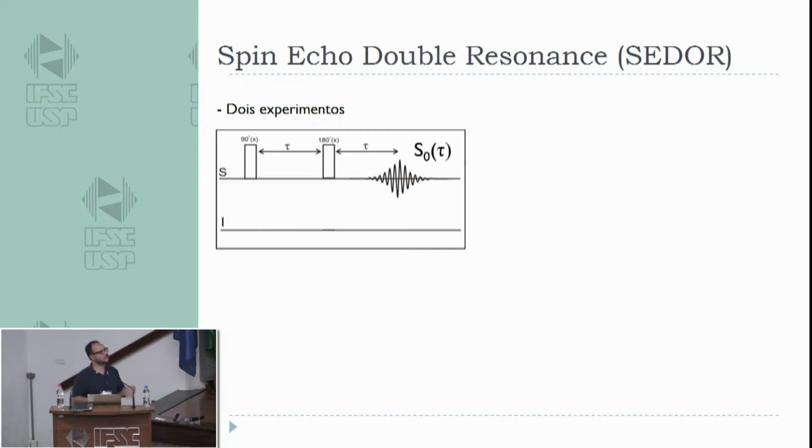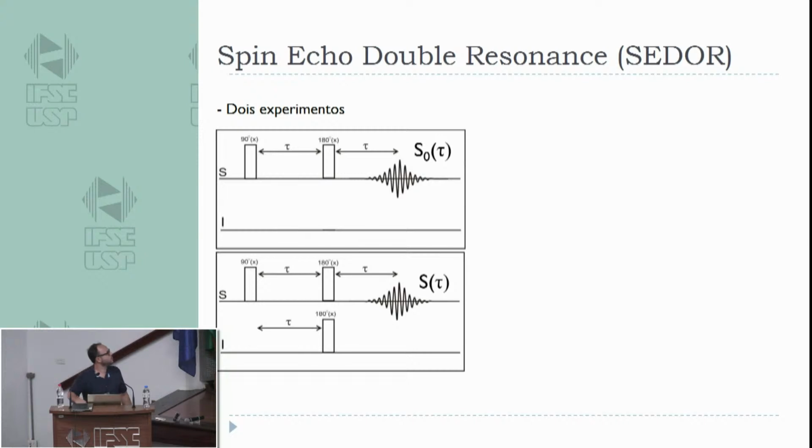The CDOR has the same idea, but now we are treating heteronuclear dipolar couplings. The species are not the same anymore. So if they are not the same, when I apply a pi pulse for one guy, the other guy doesn't feel it, and then the echo is refocused. The contribution from this interaction is refocused here. So this echo doesn't decay with the heteronuclear dipolar coupling.